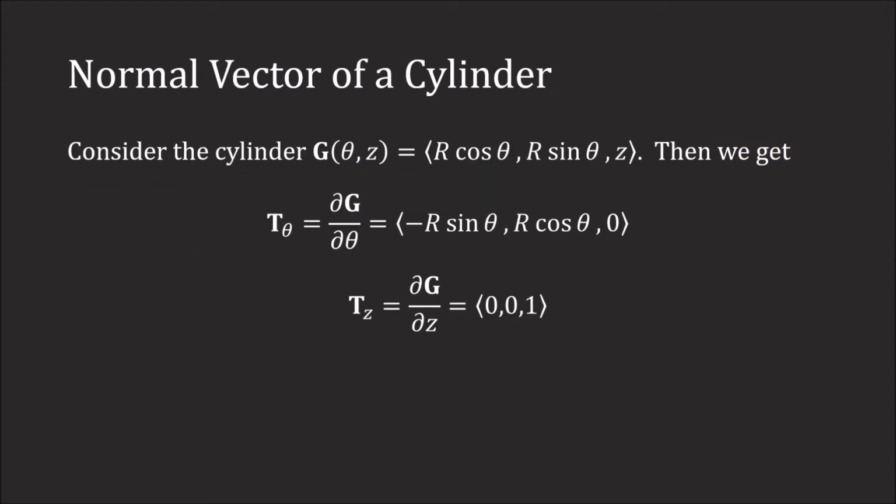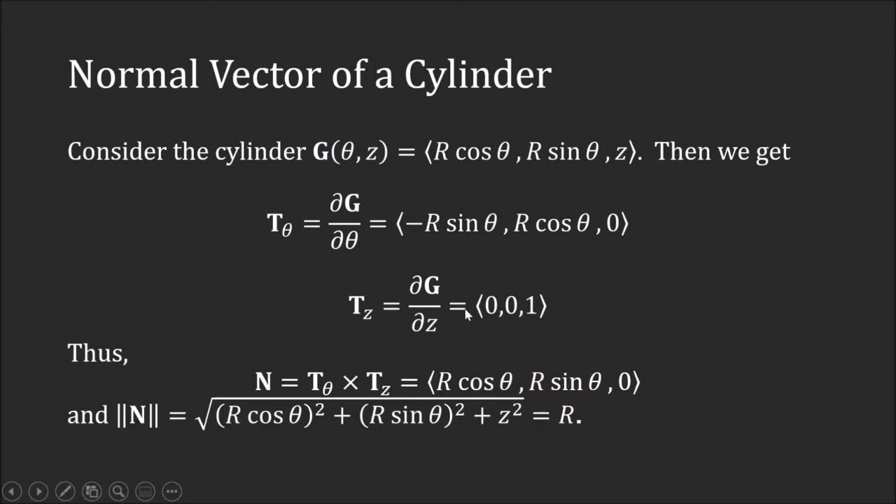Now consider the cylinder g of theta z, which is given by this parameterization. Then we get that T sub theta is this vector here, T sub z is this here, and so finding the normal vector, we find that it's this. So the normal vector of a cylinder of radius r is given by this vector here, and it has a norm of r.